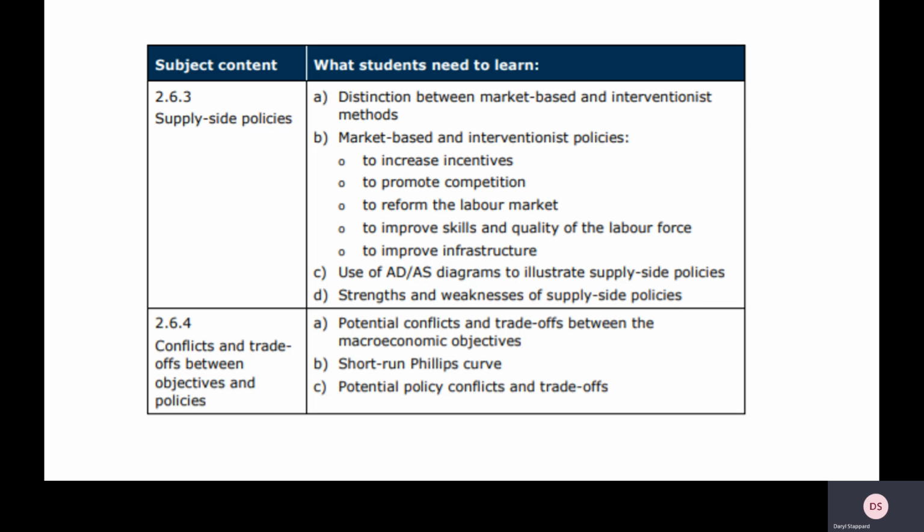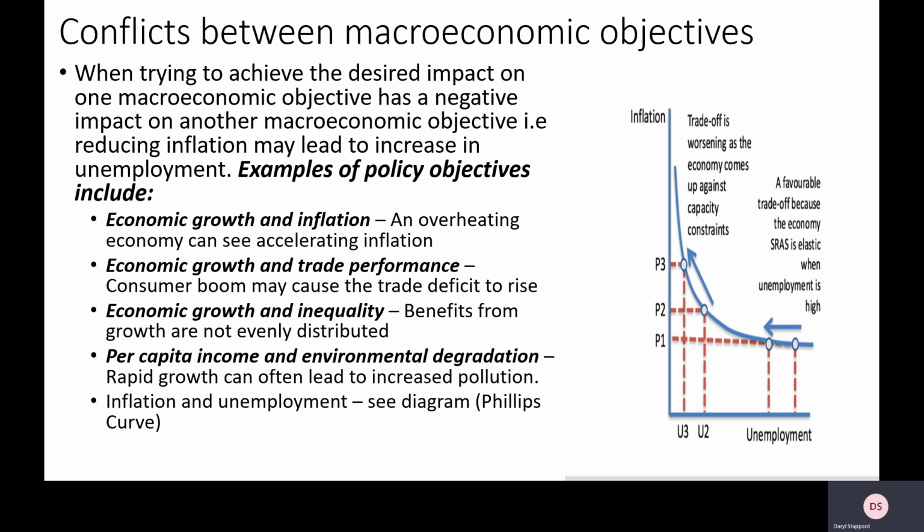Okay, so first of all we're going to focus on conflicts between macro objectives. Hopefully what you remember is that the macro objectives can be summed up by GDP SIGIE. So development, we want living standards; inflation, we want it to be 2%; we want growth in the economy; we want to create more jobs and therefore increase employment and lower unemployment; we want to improve trade performance; we want to tackle inequality; and we want to improve the environment as well.